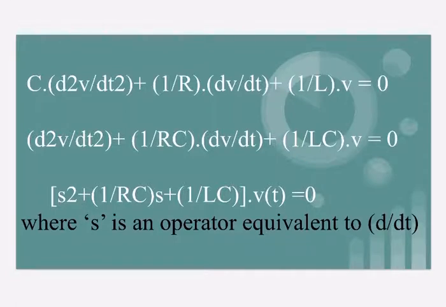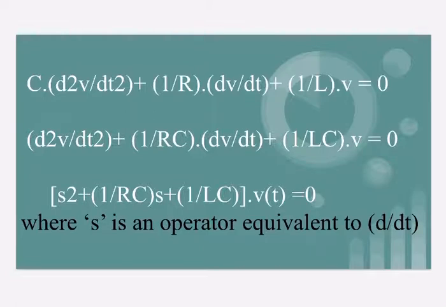If we simplify this, we have the equation d square V by dt square plus 1 by RC into dV by dt plus 1 by LC into V equal to 0. Here the solution V of t is the desired response. For this response we can write the equation as S square plus 1 by RC into S plus 1 by LC into V of t equal to 0.